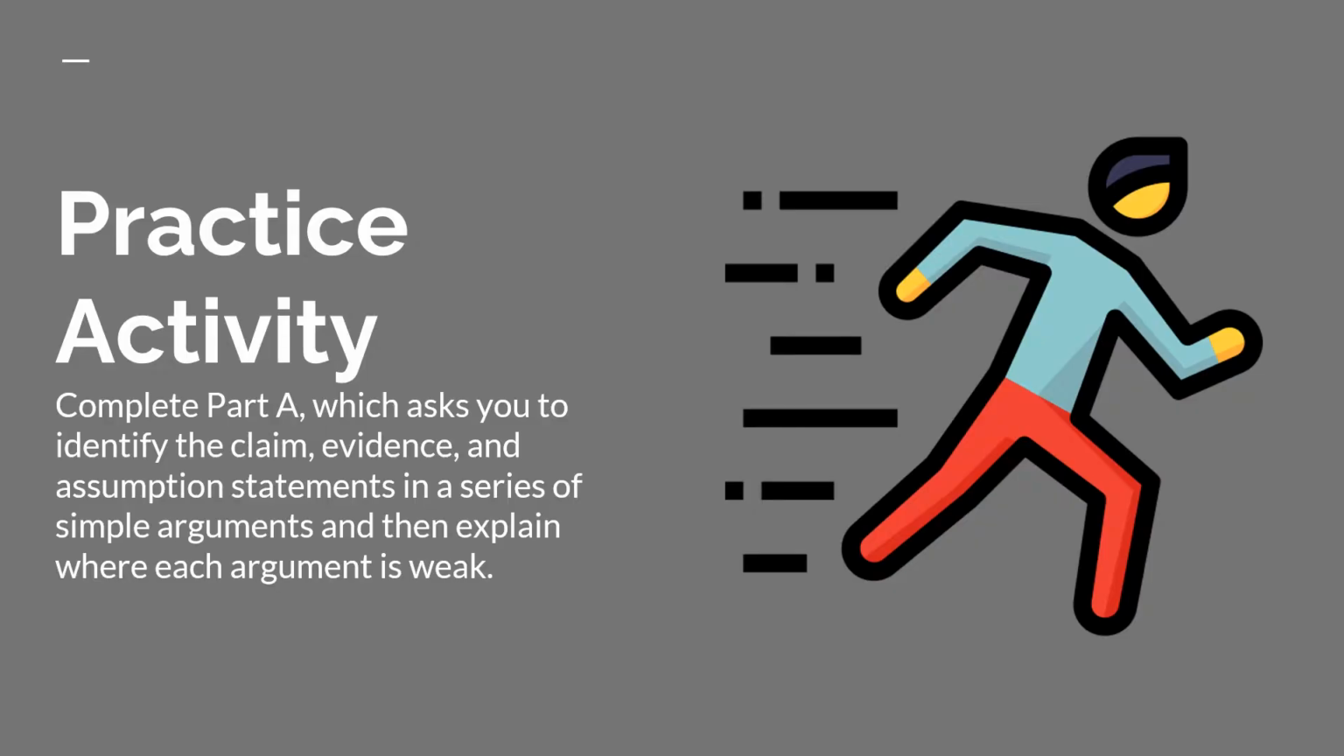Go ahead and pause the video at this time to complete part A of the practice activity, which asks you to identify the claim, evidence, and assumption statements in a series of simple arguments and then explain where each argument is weak. When you're finished with part A, go ahead and unpause the video so that we can go over some responses together.